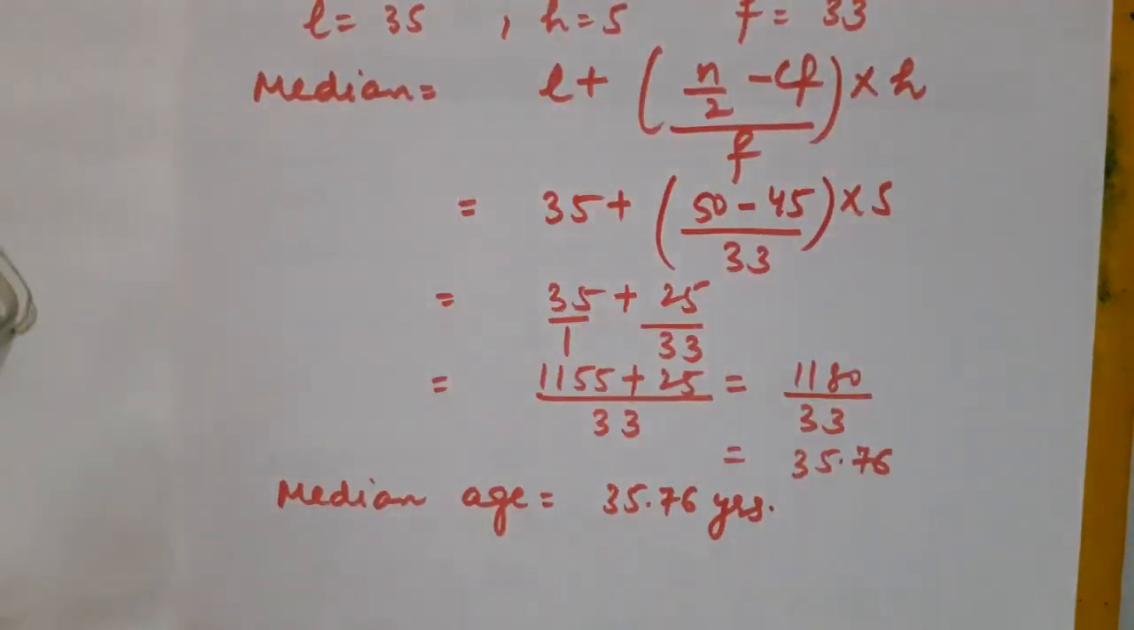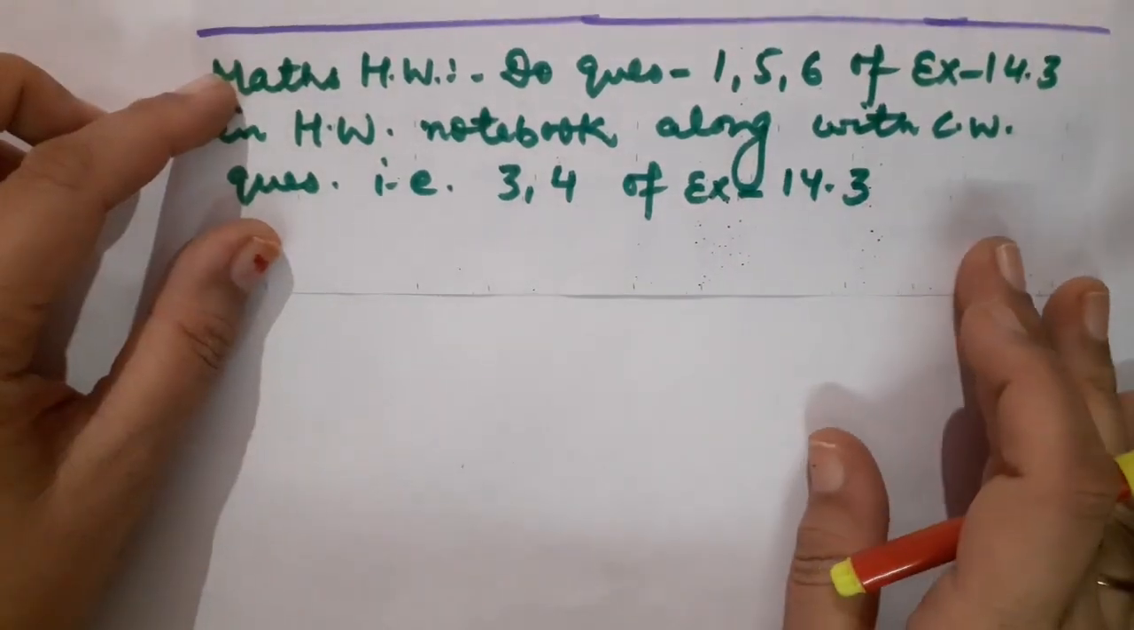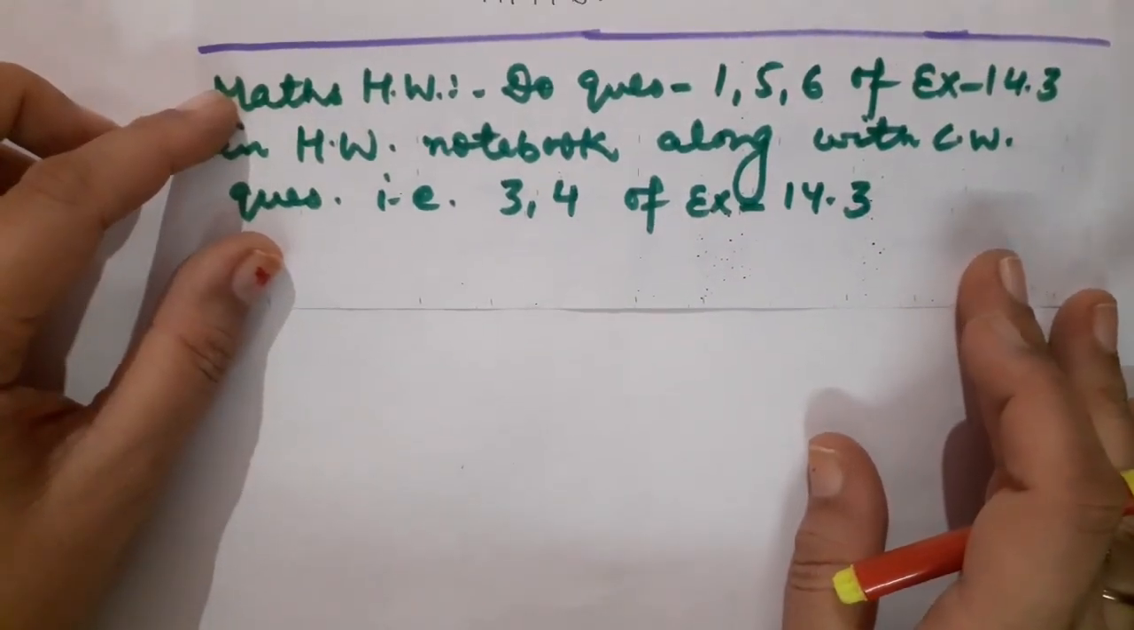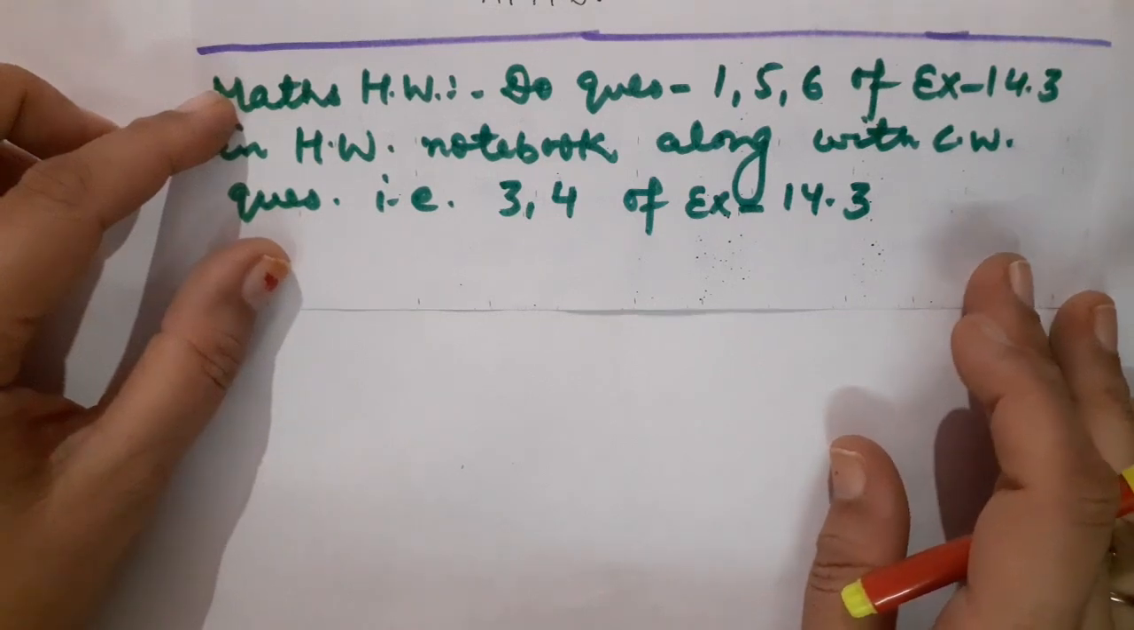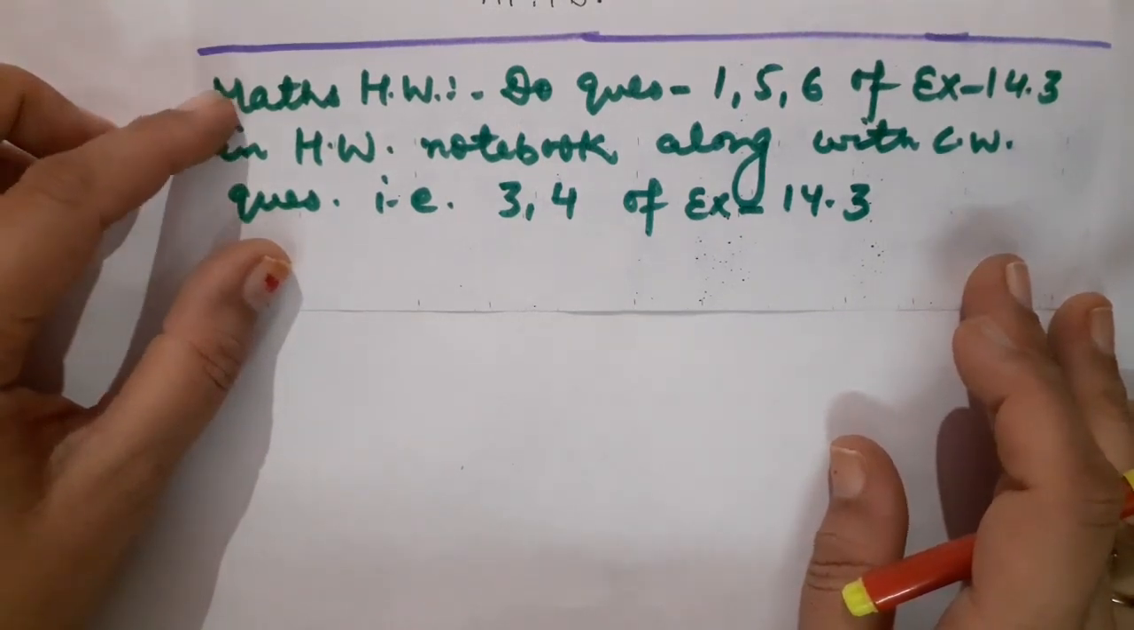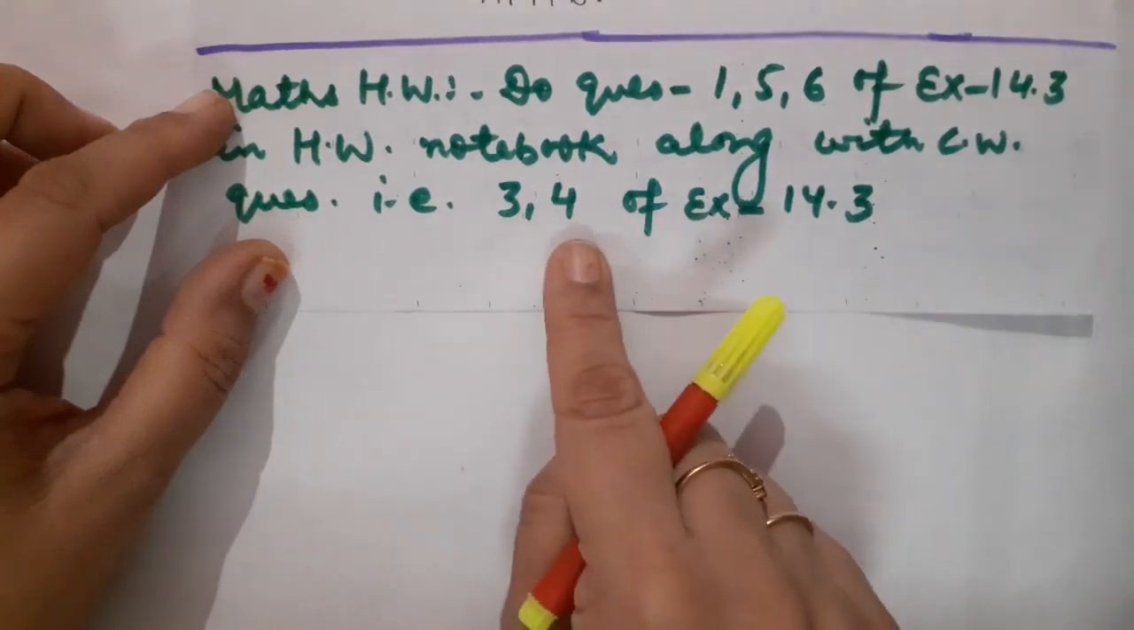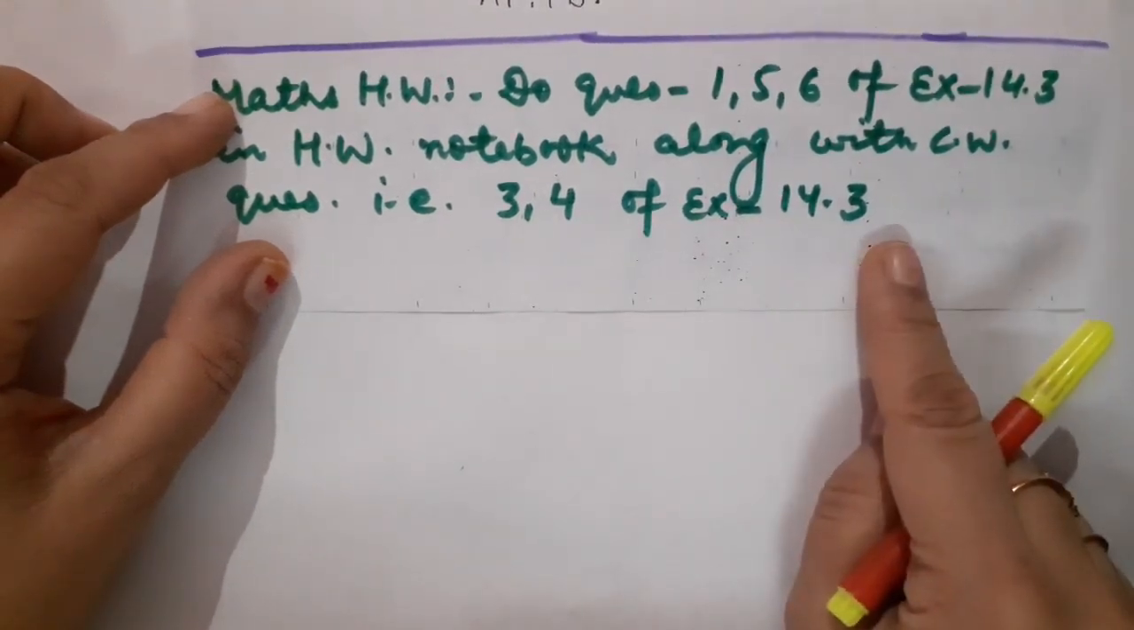Got it? So that's it for the day, children. This is the time to get your mathematics homework. Children, your maths homework is that you have to do questions 1, 5 and 6 of exercise 14.3 in your mathematics homework notebook, along with the classwork questions, that is 3rd and 4th of exercise 14.3.